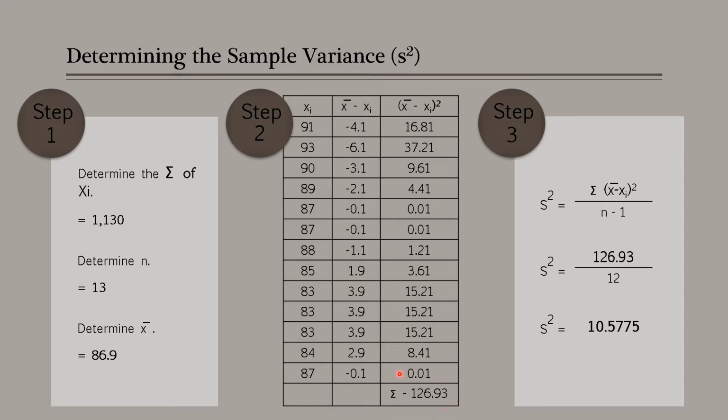Now, substituting it into the formula for sample variance, S squared is equal to 126.93 divided by 13 minus 1, or 12, to come up with a sample variance of 10.5775.